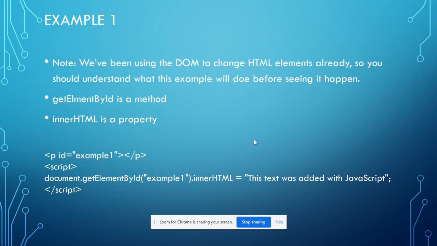So example one. Note, we've been using the DOM to change HTML elements already, so you should understand what the example will do before seeing it happen. So getElementById, lots of spelling errors here. getElementById is a method, and then innerHTML is a property. So we are going to get the element that has an ID of example1, and then the innerHTML, which is nothing right now, is going to change to this text that's added with JavaScript.